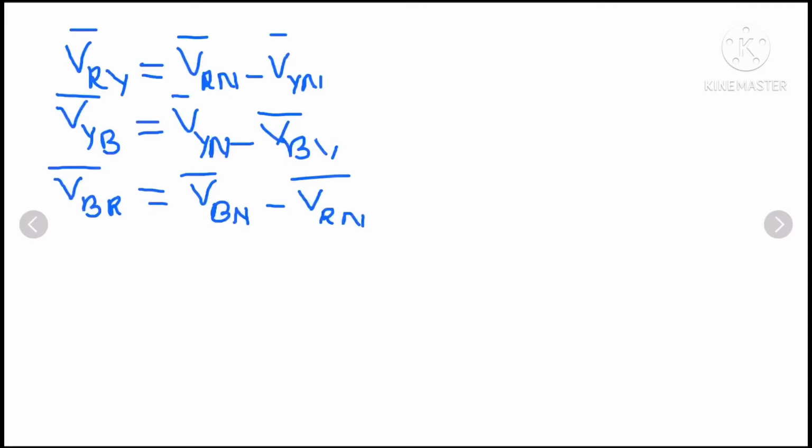The most important thing is that you should give consideration to the sequence. If we are considering VBR, then VR will get subtracted from VB. So don't change the sequence, it will change the whole thing. Now we have three equations. By considering all of them one by one, we will draw the phasor diagram. First we will draw the phase voltages, and by using phase voltages we will calculate.